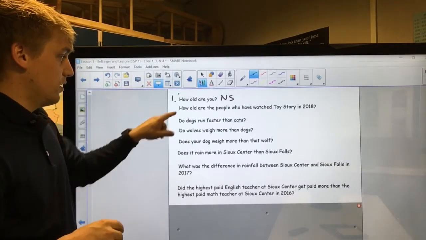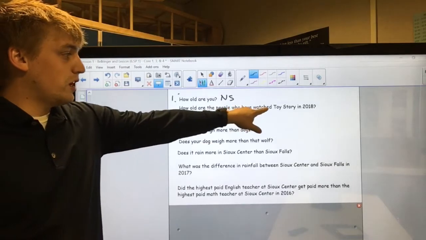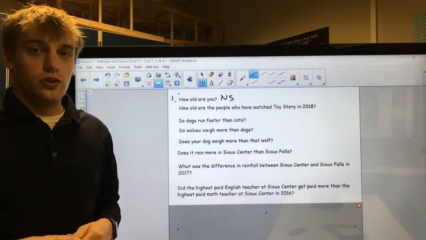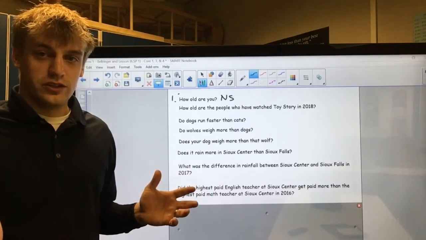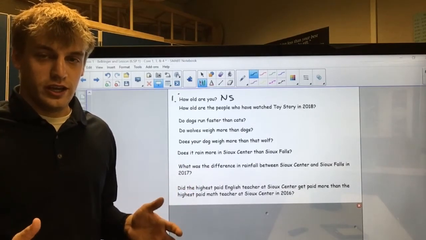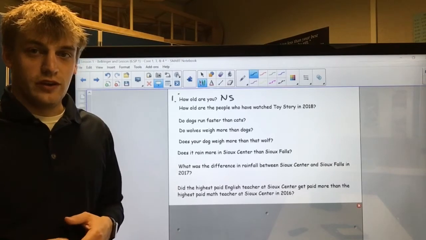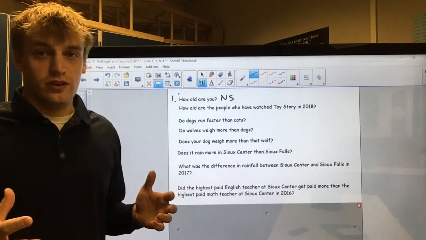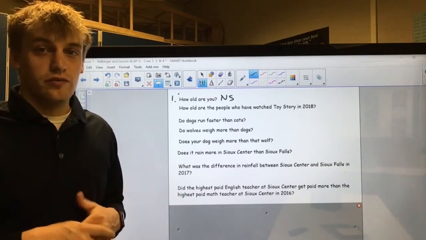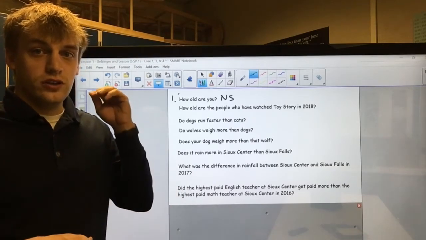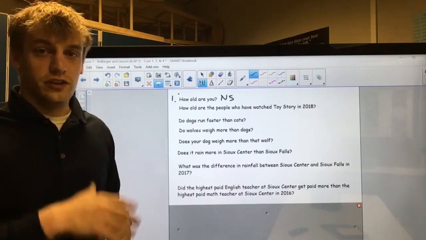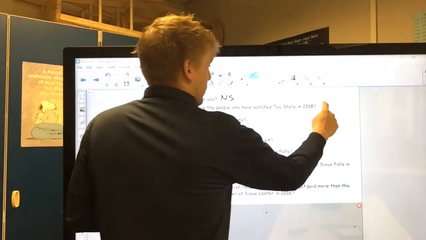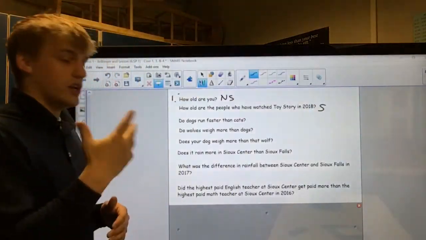The next one says, how old are people who have watched Toy Story in 2018? You would have to figure out all the people that have watched Toy Story in 2018, and you would have to come up with one number. Well, there's a bunch of people who have watched Toy Story. The ages range from 5 years old to 25 years old to 50 years old. So there's a lot of variability there. So I'm going to say that that is a statistical question.